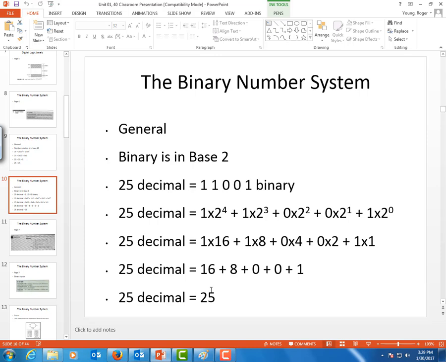So there is the difference. If you need to go from binary to decimal, this is how you do it. You simply write the binary number and you fill it out as I did here for each column, right?